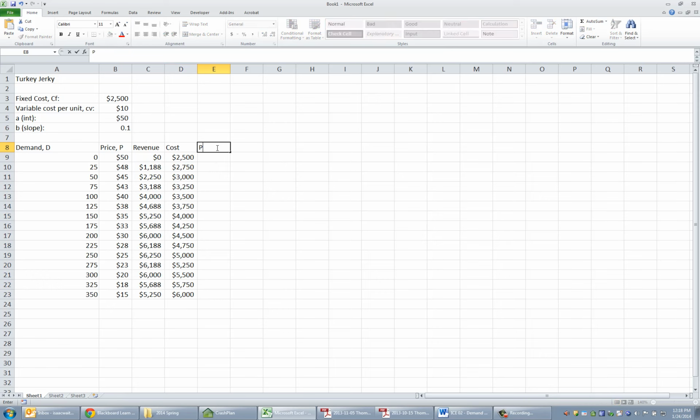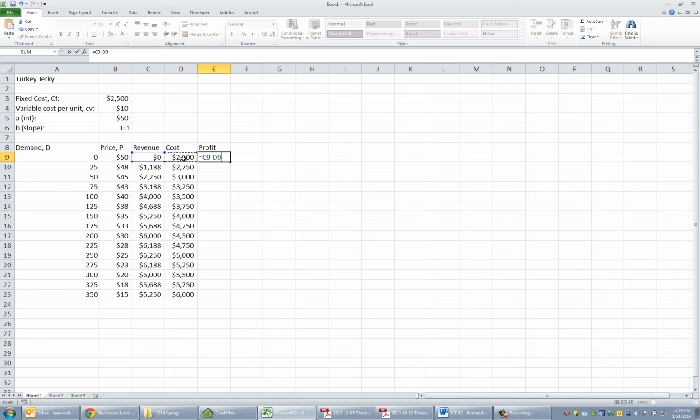The next thing we have to do is solve for the profit, and the profit is just the revenue minus the cost. So it's the revenue, which is this cell, minus the cost, which is that cell. It's formatted right now as currency, so I'm going to be changing that.